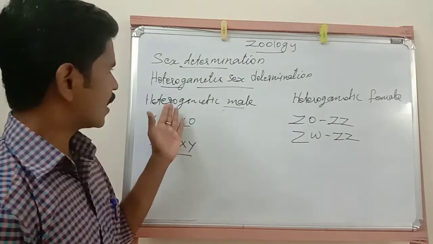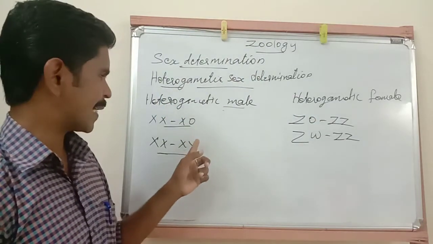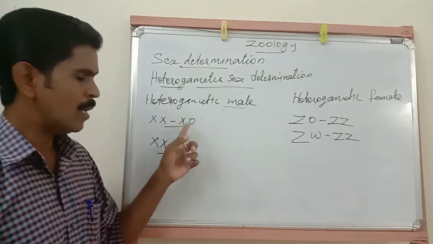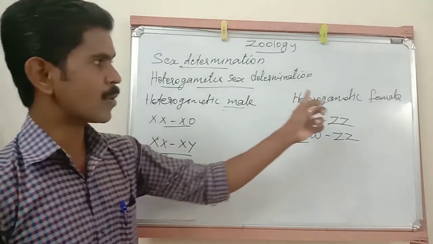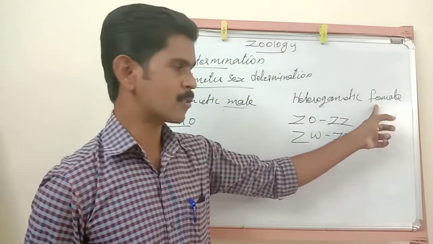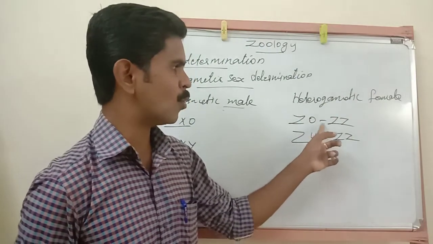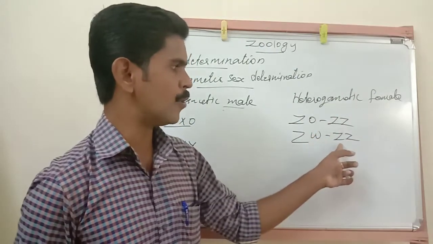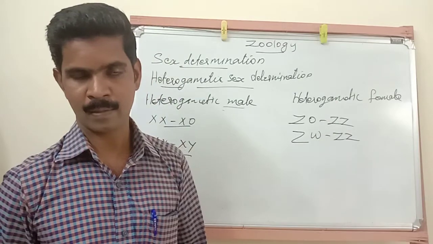Understand? So in heterogametic male, there are two types of sex determination: XX-XO and XX-XY. In heterogametic female sex determination also there are two types: ZO-ZZ and ZW-ZZ. Understand?